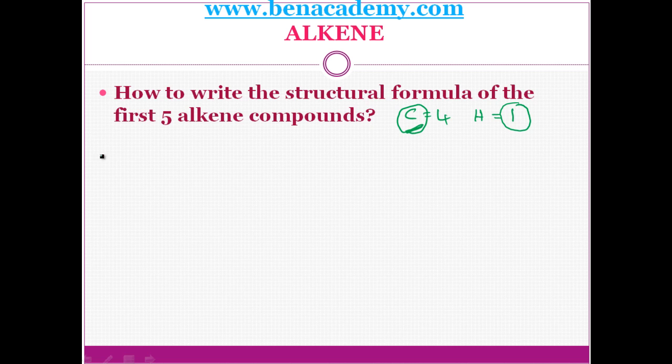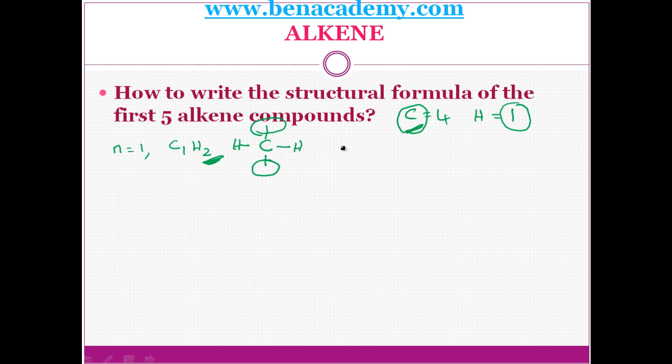Now let us take the first 5 compounds. When n is equal to 1, what is the formula of that alkene? C1H2. If you write carbon, the valency of carbon is 4. So 1, 2, 3, 4. How many hydrogens are in this compound? Only 2. Now these 2 valencies are vacant. These 2 valencies are not filled. Therefore, this compound cannot exist.